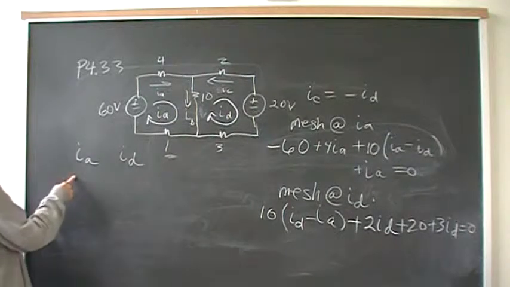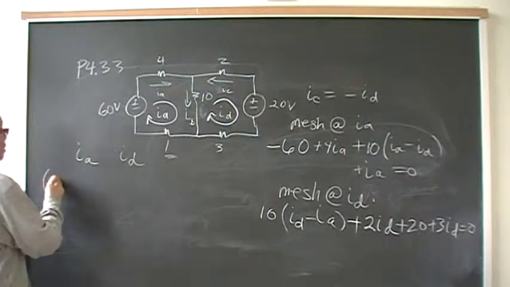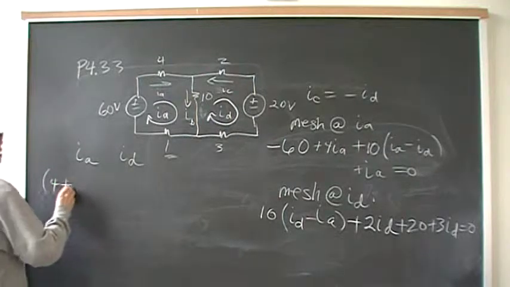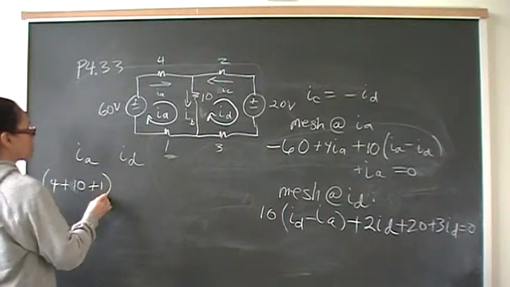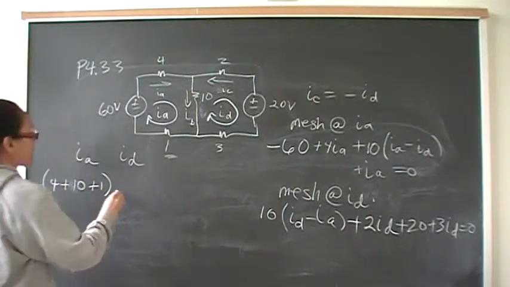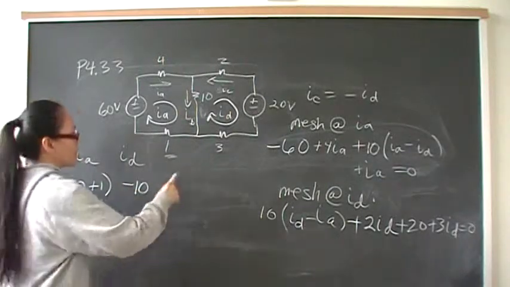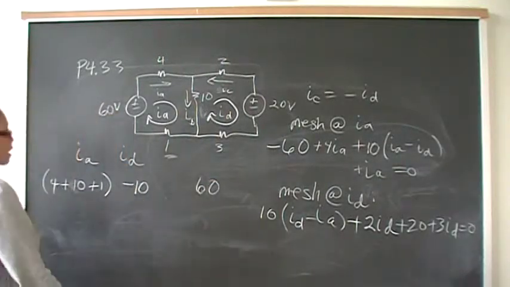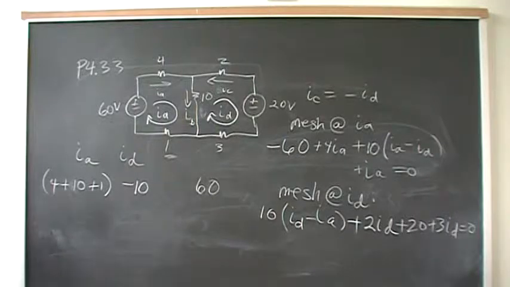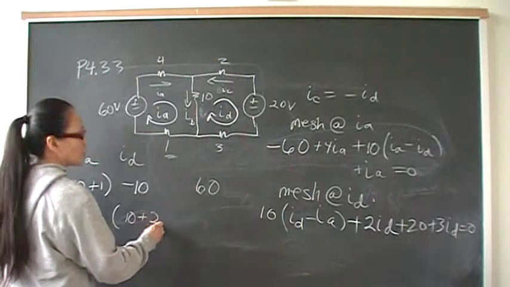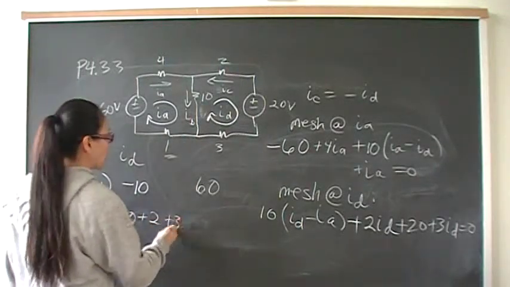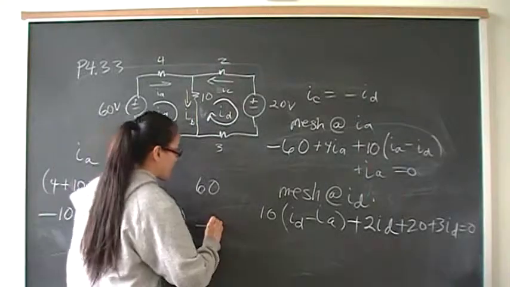So let's gather all together the IA terms. I've got 4, plus 10, and then plus 1. And then for ID, I have a negative 10 term. And then over here, I've got 60. And from my mesh equation at ID, I have negative 10 IA, and then my ID terms are 10 plus 2 plus 3, and then that 20 will go on the other side as negative 20.